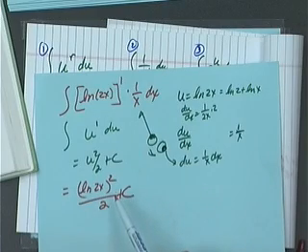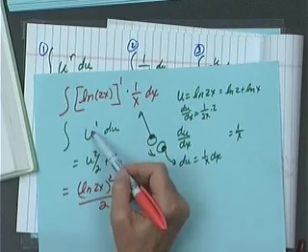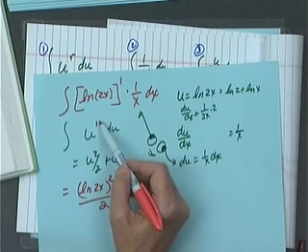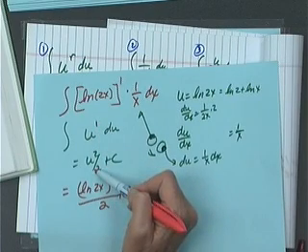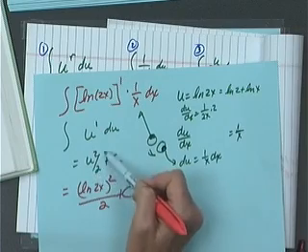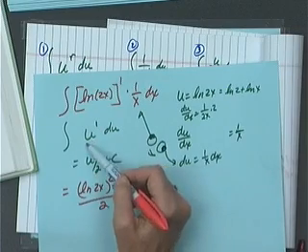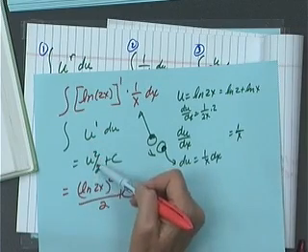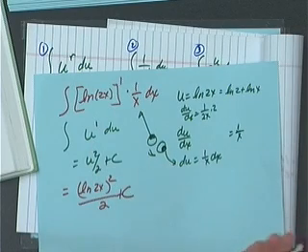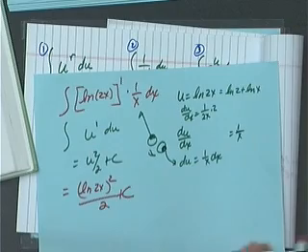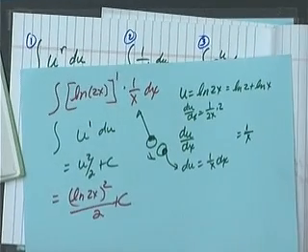Wait, why is it squared? When you integrate u to the first, it's a u to the r. Remember, you add 1, divide by it. If you checked it by taking the derivative of this, you'd be back to u to the first. Remember, when you do a derivative, you're decreasing exponents. When you integrate, you're increasing exponents.